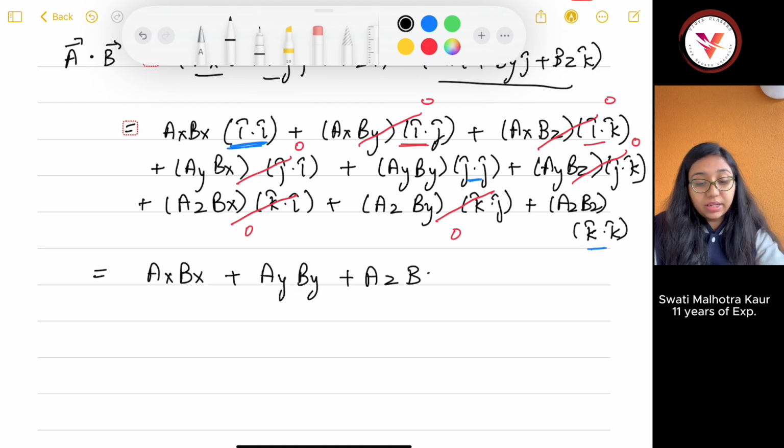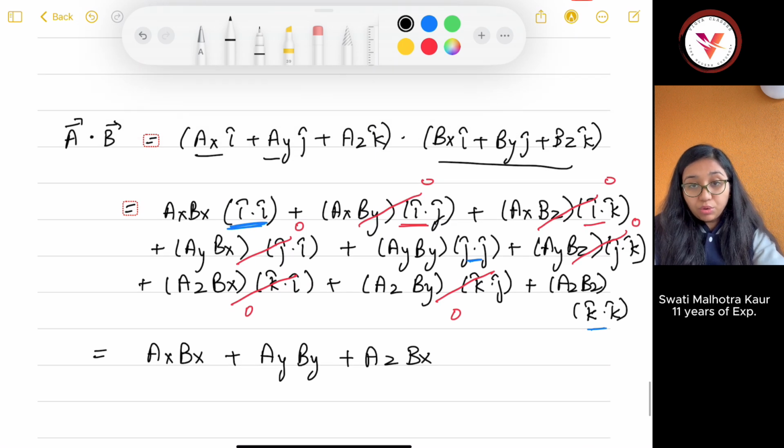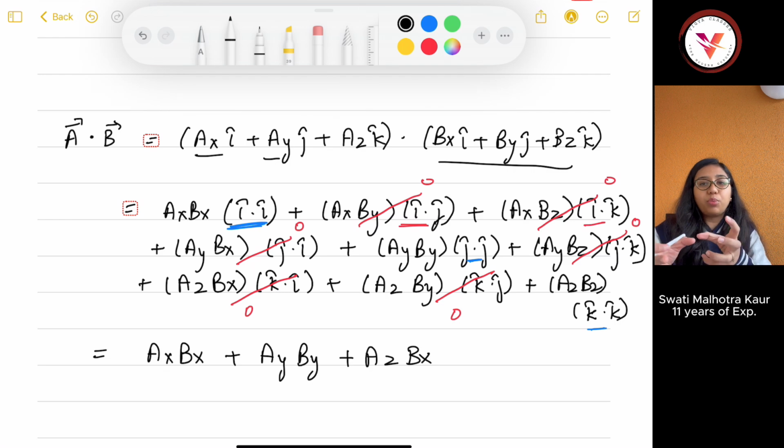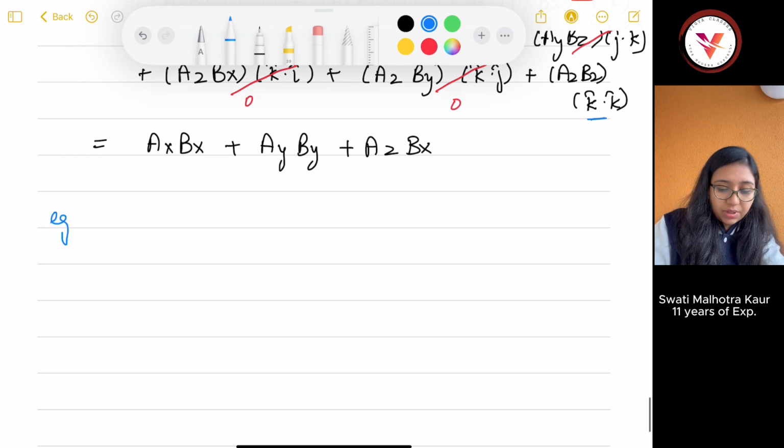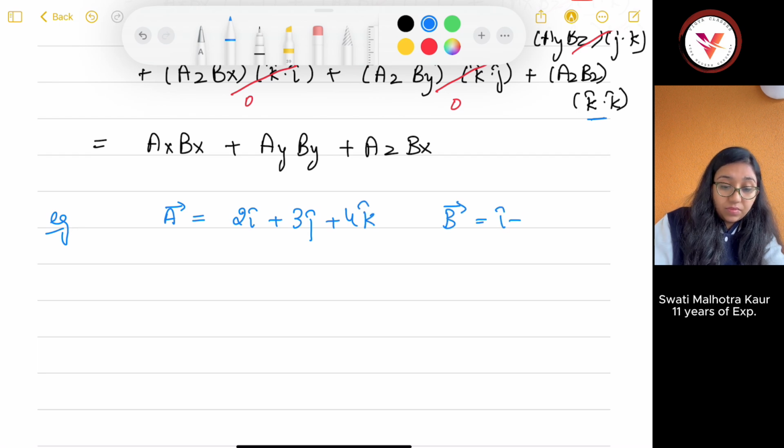So interestingly, for A dot B, you have to multiply the same components together: the X component plus Y component plus Z component. Very convenient. For example, if you have A vector to be 2I cap plus 3J cap plus 4K cap, and your B vector is I cap minus J cap.